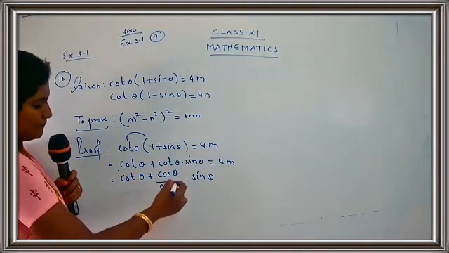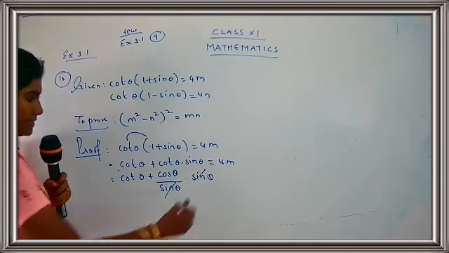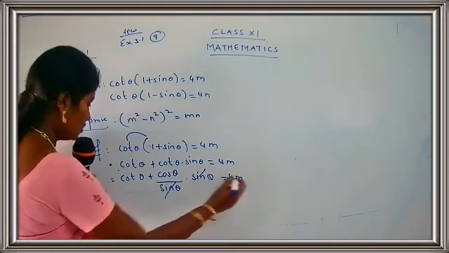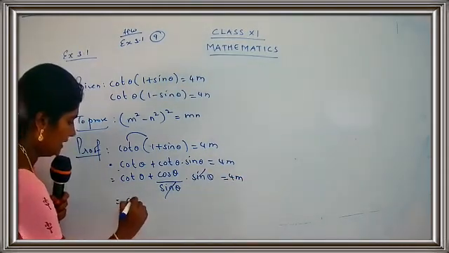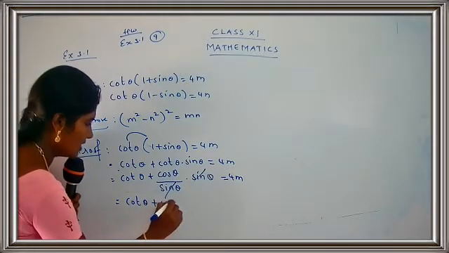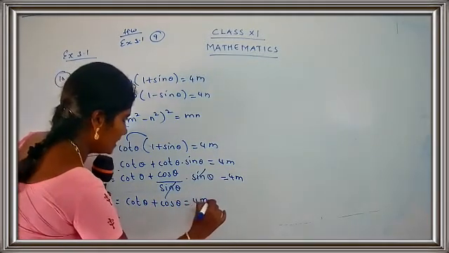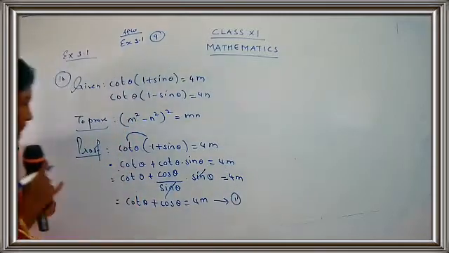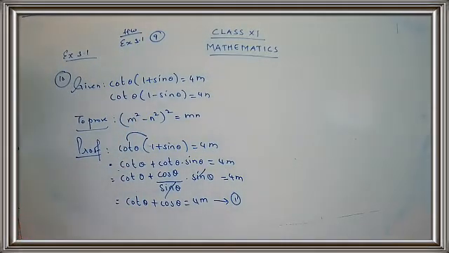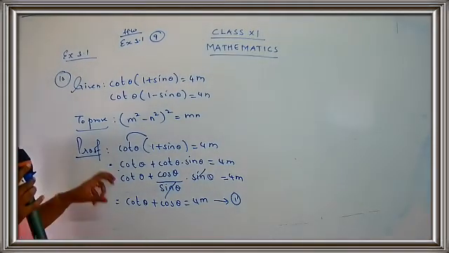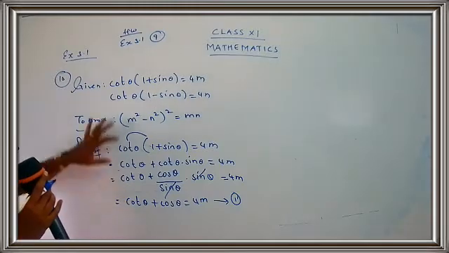Now let's try to simplify. I can cancel sine theta and sine theta. This is equal to 4m. So I get the answer as cot theta plus cos theta is equal to 4m. I just take this as number 1. Okay, children, I hope you are clear with the step. Take down the step, and now after completing the step, you are going to take the second one.